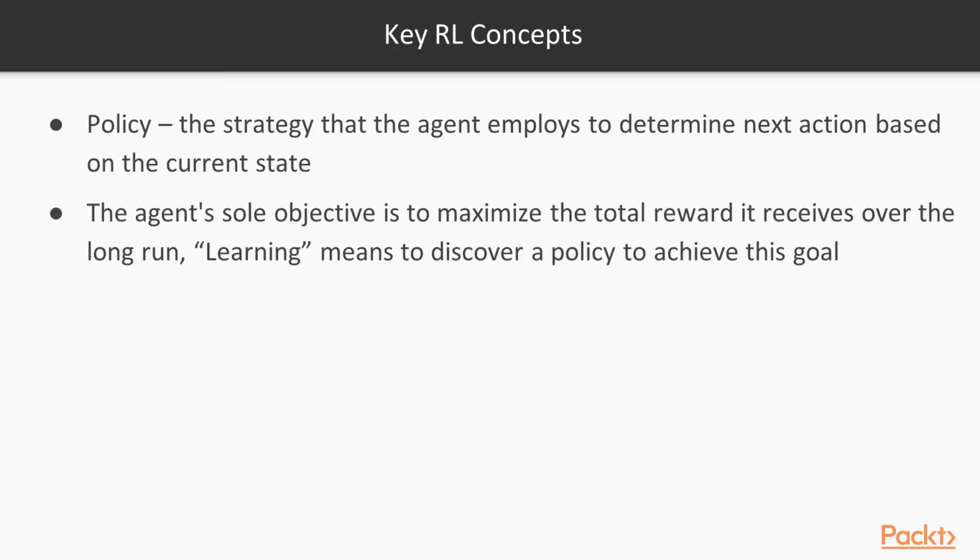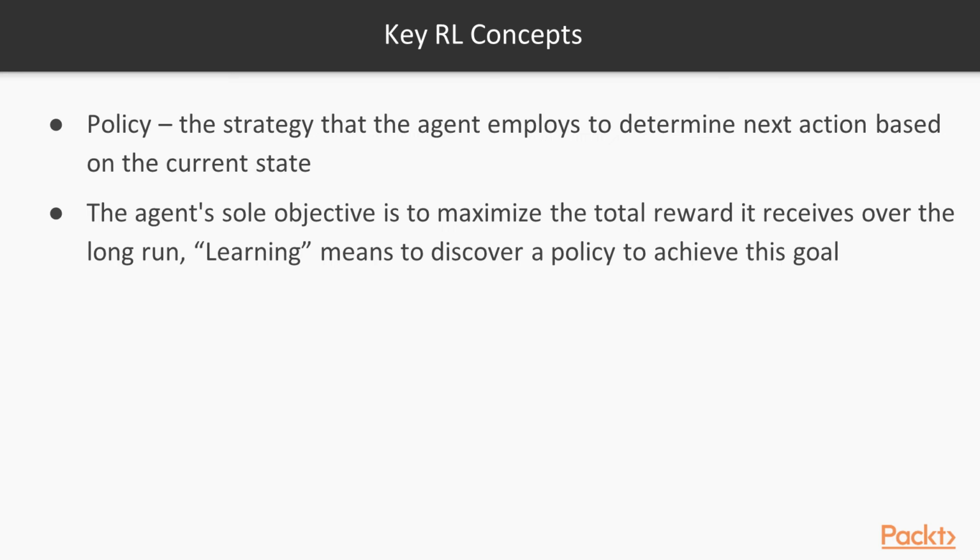Now, another very important concept in reinforcement learning is the concept of policy. And policy is the strategy that the agent employs to determine the next action based on the current state. So, in almost every reinforcement learning problem, the agent's sole objective is to maximize the total reward it receives over the long run. In this context, learning means to discover a policy to achieve this goal, to maximize the total reward that the agent gets over the long run. Not in the next step, not in the second step, but over the long run.